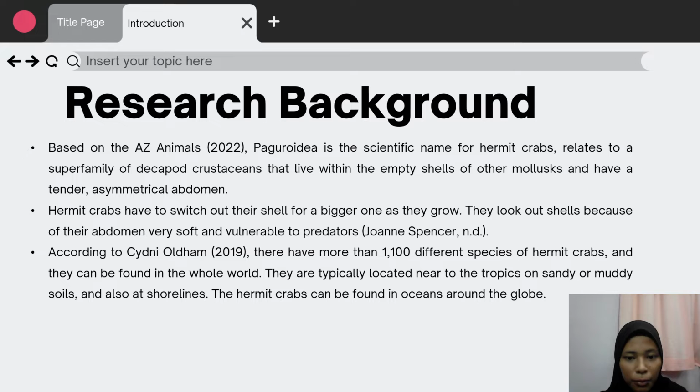And then there are more than 1,100 different species of hermit crabs, and they can be found in the whole world. They are typically located near the tropics on sandy or muddy soils and also at shorelines.